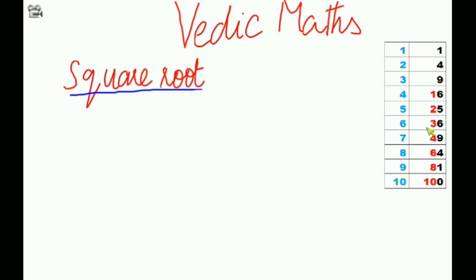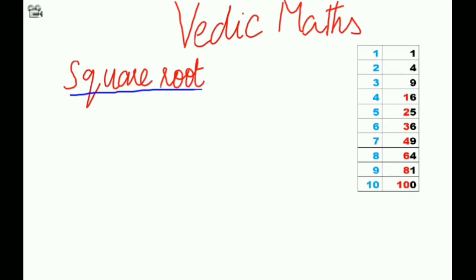Just to understand this table, it's very simple. 1 to 10 numbers and corresponding its squares. We are concentrating on the last digit alone. 1 for 1, 2 for 4. Just like that, the last digit and corresponding number only we are concentrating. With the help of this corresponding number, we can easily find out the square roots within 2 seconds.